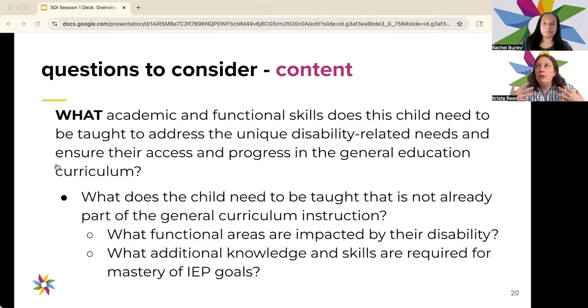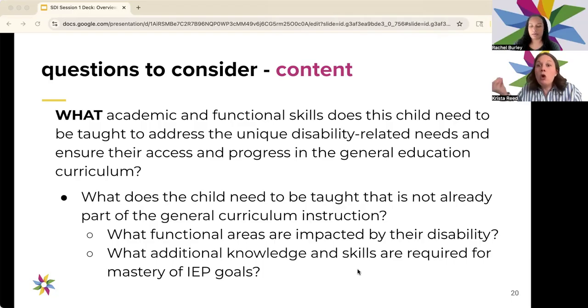So when we're asking ourselves about adaptations for a student, one of the first questions we should ask is, what are the academic or functional skills this student needs to be taught in order to address their unique disability related needs? What do they need to know or be able to do that's not already part of the general ed curriculum?